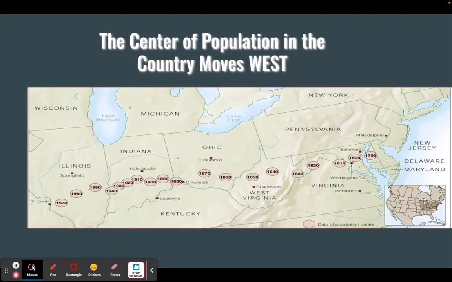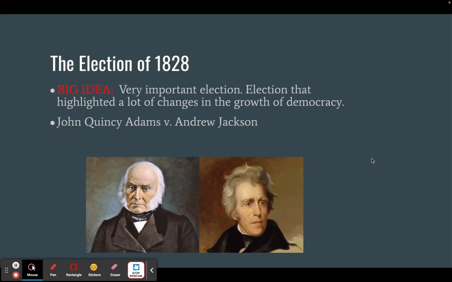One of the things that's also happening is the center of population in the country begins to move west, as you can see from the map here. In 1790, one of the most populous areas was south of Philadelphia. And then as the country grows, the population center moves slowly west. So by the time we get to the 1800s, the time we're talking about now, it's moving towards west of the Mississippi. But you can just see how the country is slowly expanding looking at this map.